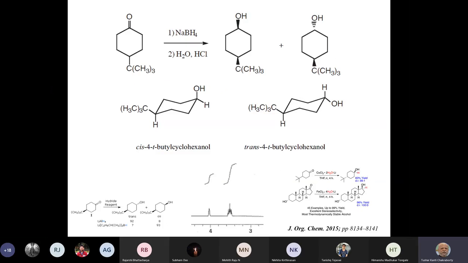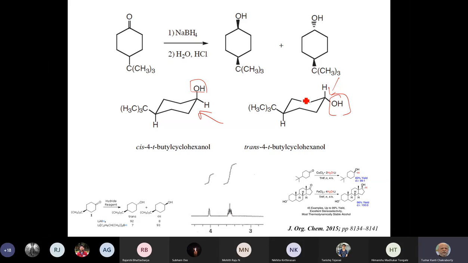I also gave an example with 4-tert-butylcyclohexanone. When I try to reduce it with borohydride, there are two possibilities. Hydride can come from the equatorial side, or it can attack from the axial side. This gives rise to axial OH, and this gives rise to equatorial OH. And you can also find out from other experiments the ratio of these two.